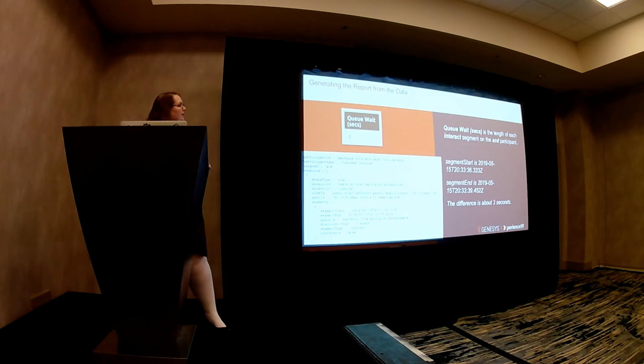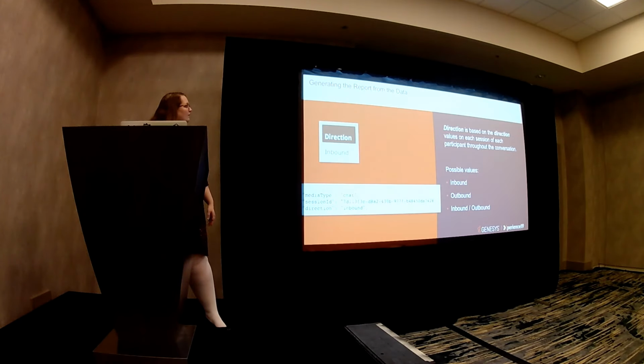And then for queue wait, we're going to look for every ACD participant. Then we're going to grab all the interact segments off of that participant, and we're going to find the total length of all of those segments. So in this case, 3 segments. For direction, we pull that off at the session level of each conversation and for each participant throughout the conversation. And you can have inbound, outbound, or a mix of inbound and outbound.